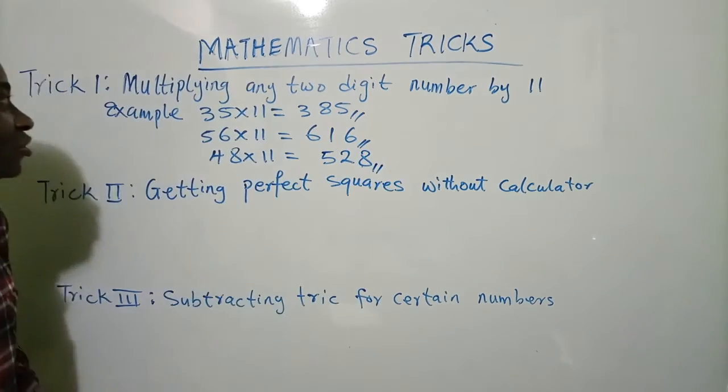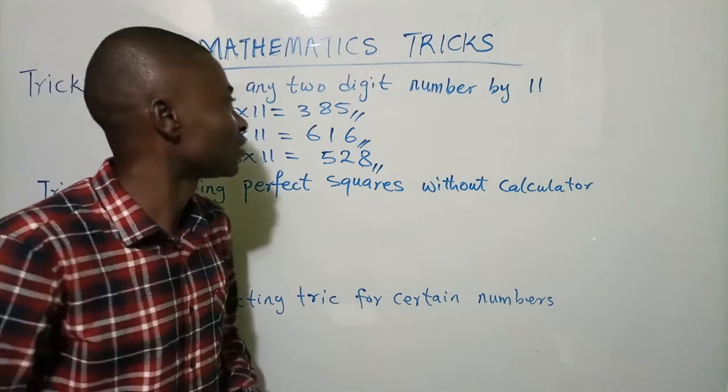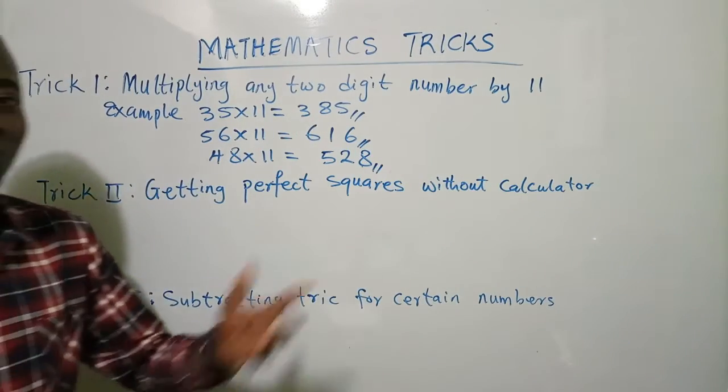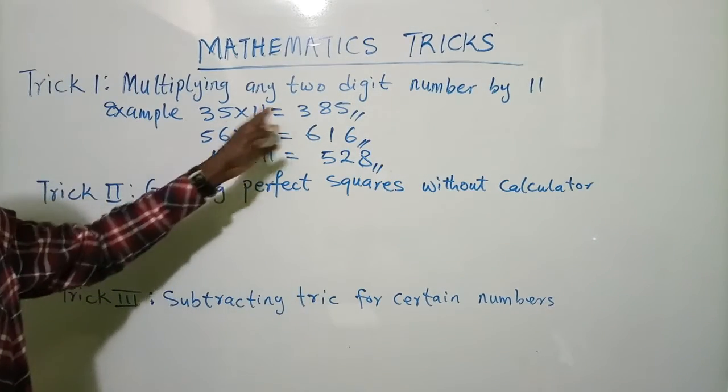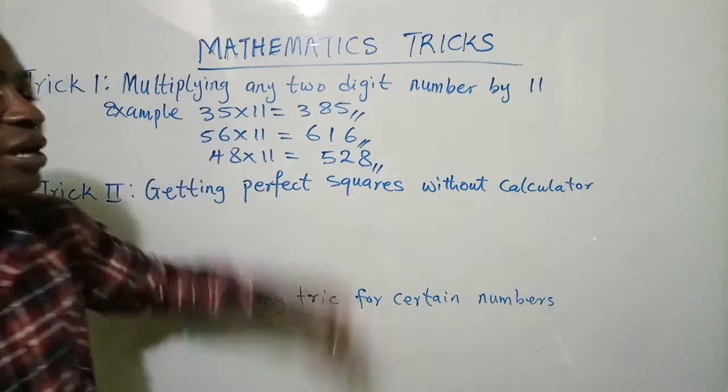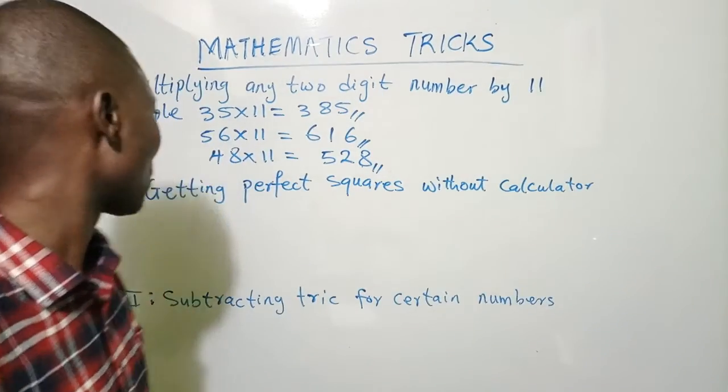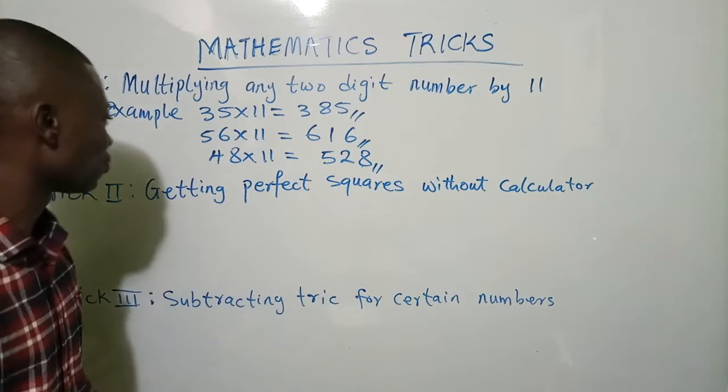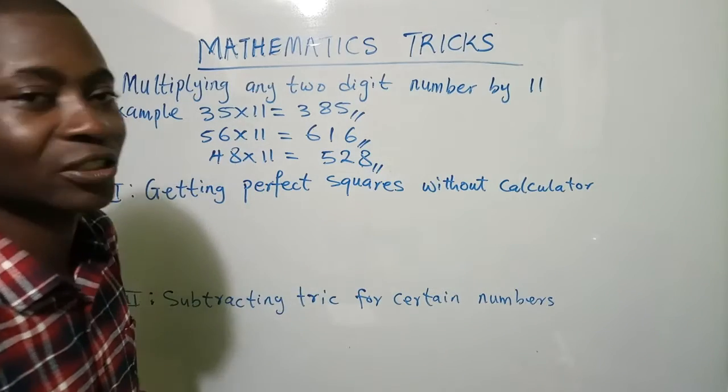So that is the multiplication trick for multiplying any 2-digit number by 11. You don't need to waste your time. Just open it up, add the numbers, and drop the sum in the middle. That is all.